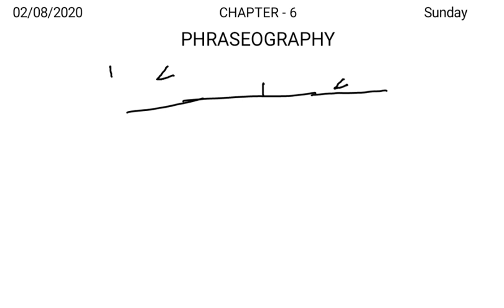Now, this is about the chapter on phraseography. First, you will have to practice these grammalogues. You write one page each, and then on page number 28, the list of phrases is given. You practice each until you can read them easily.